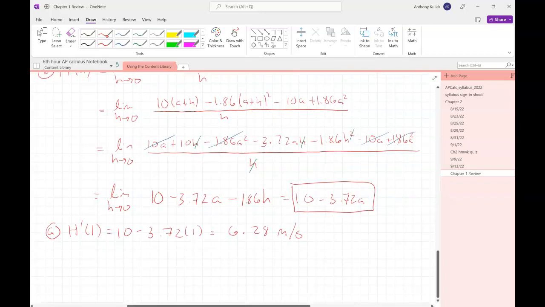Part C says, when will the rock hit the Earth's surface? So there we're talking about position or velocity? Position. So I'm going to use the original function. So the height should be 0 when it hits the Earth, or the Mars's surface.